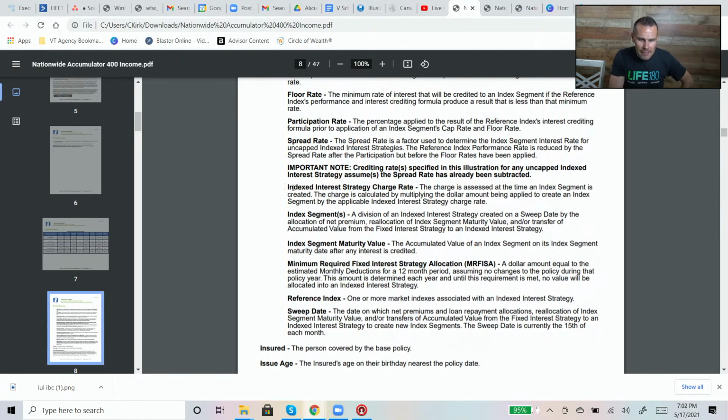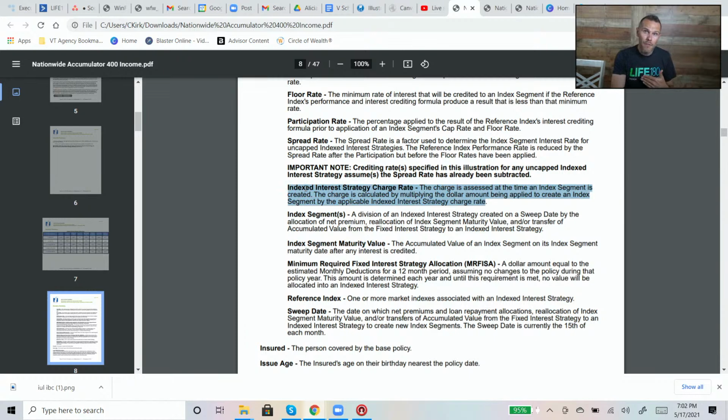Spread rate, like that's indexed interest strategy charge rate. The charge is assessed at the time an index segment is created. The charge is calculated by multiplying the dollar amount being applied to create an index segment by the applicable indexed interest strategy charge rate. So basically, the indexed interest charge rate is saying we're going to charge an interest rate.